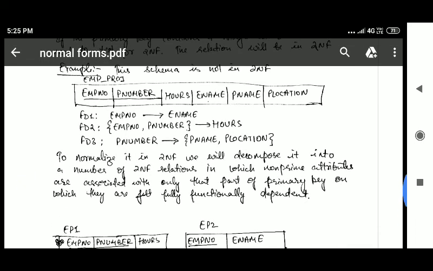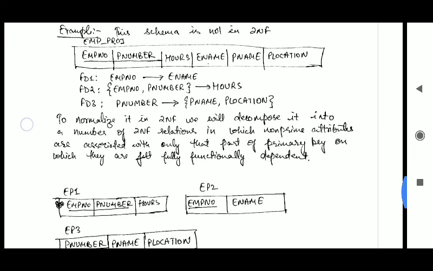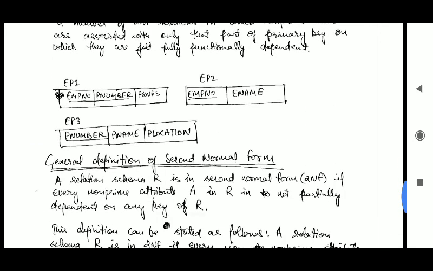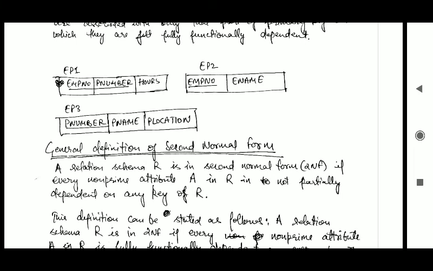Now you can see here hours. This attribute is fully functionally dependent on the combination of these two attributes, employee number and project number. So in the EP1 relation schema, this attribute hours is associated with this primary key, which is the combination of employee number and project number. So in this way, this schema, which was not in second normal form, has been decomposed into these three schemas which are in second normal form.